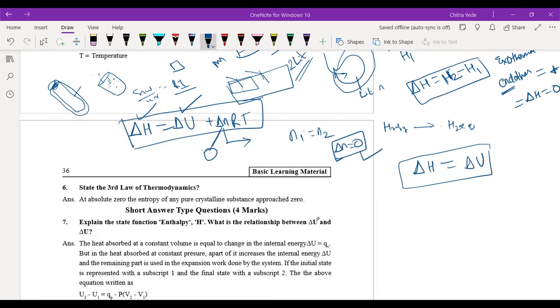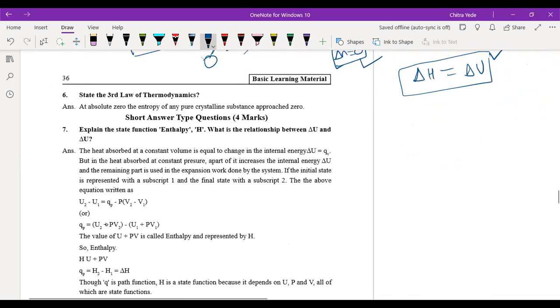Okay. So this is the first condition, you have to remember that. Now, next, the third law of thermodynamics. Directly, we have the third law.